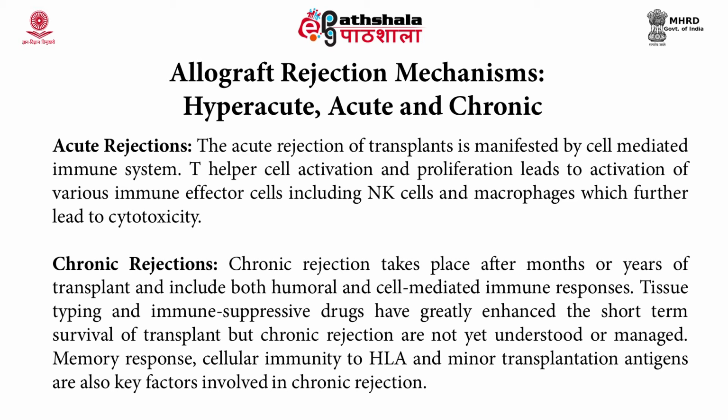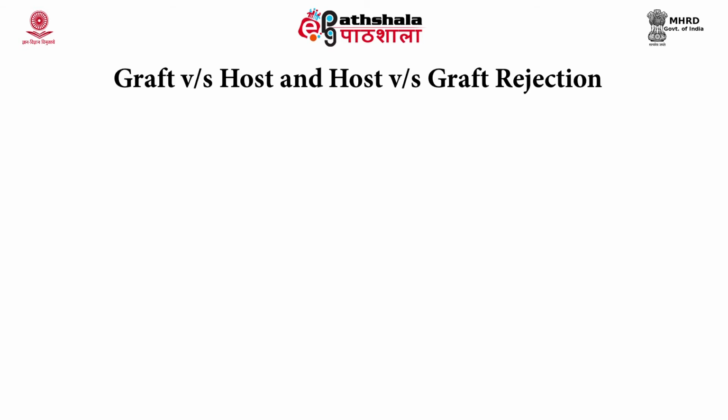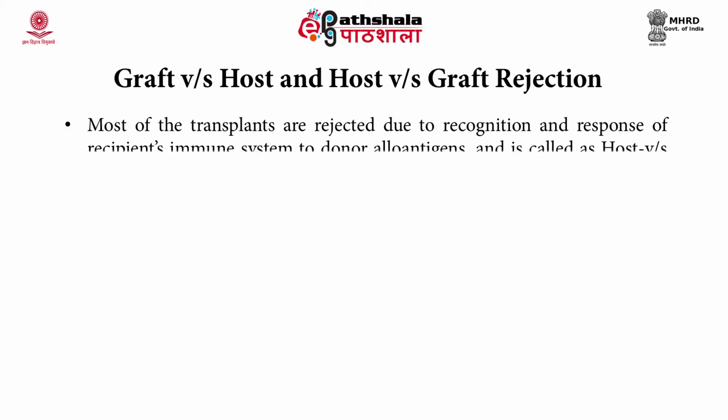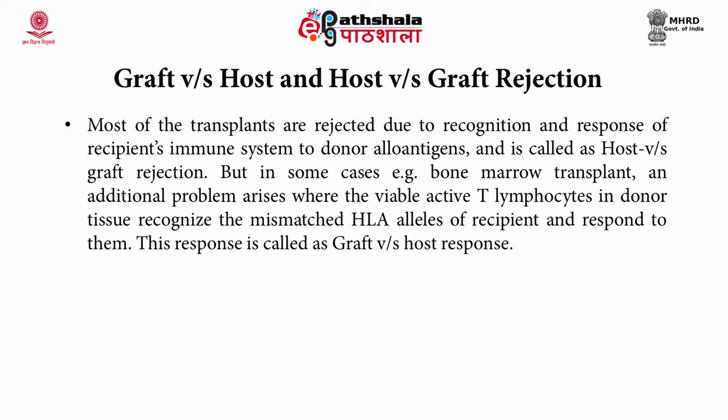Memory response, cellular immunity to HLA and minor transplantation antigens are also key factors involved in chronic rejection. Let us see what the graft versus host or host versus graft rejection concept is. Most transplants are rejected due to recognition and response of the recipient's immune system to the donor alloantigens, and this is called host versus graft rejection.